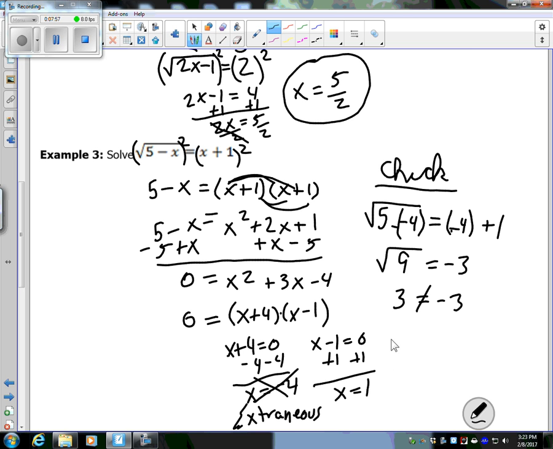Put 1 in, so check 1. So 5 minus 1 equals 1 plus 1. 5 minus 1 is 4. Square root of 4 is 2. 2 equals 2. That's good. So x equals 1 is my solution, my only solution. Alright, on to the next problem.